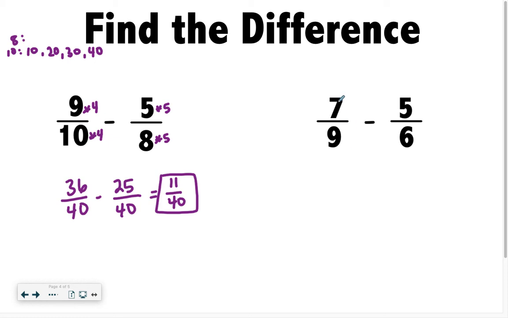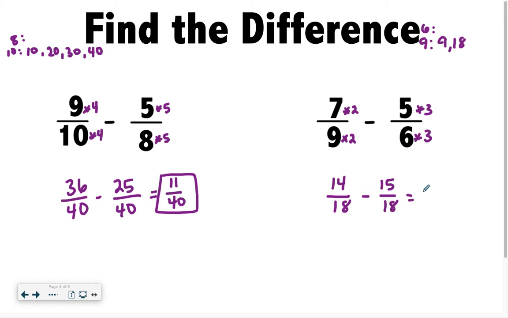All right, so for this next one, I have 7 ninths minus 5 sixths. So I, again, need to find a common denominator. If I look at what they have in common, I'd have 9, 18. 6 doesn't go into 9, but 6 does go into 18. So I can do 9 times 2, and that means I can do 7 times 2. That means I have 14 eighteenths minus, 6 goes into 18 3 times, so 5 times 3 is 15 over 18.